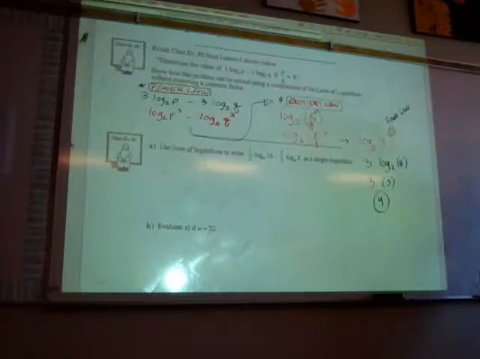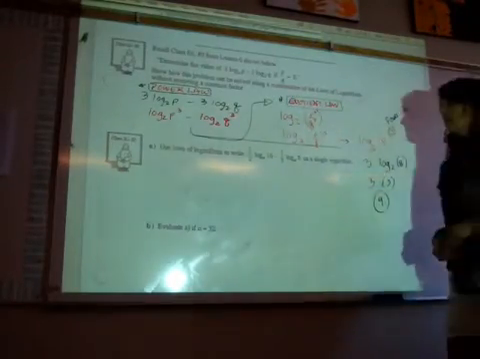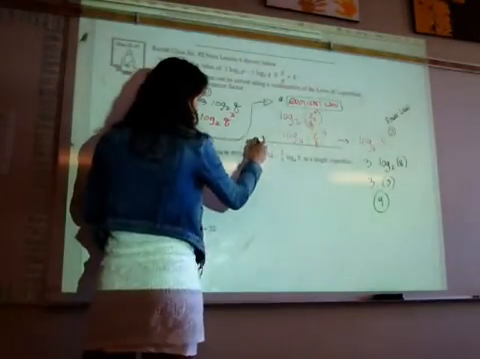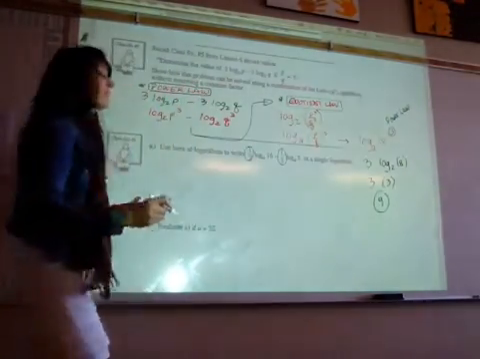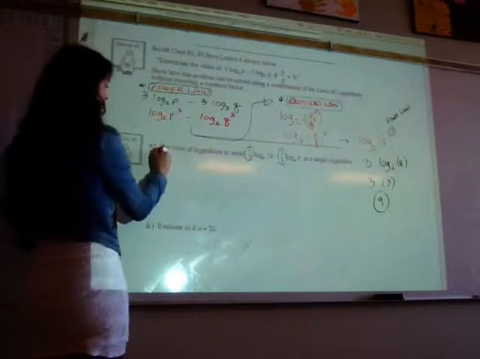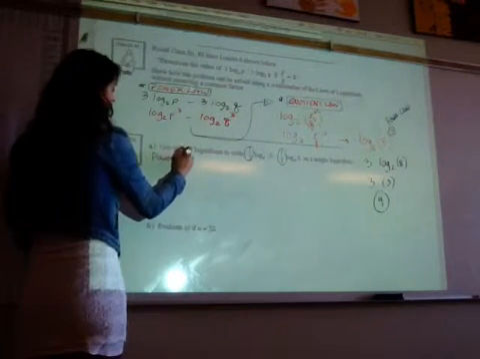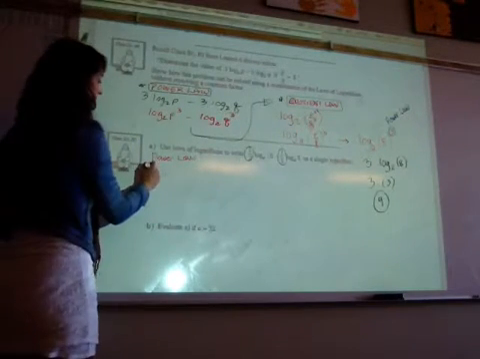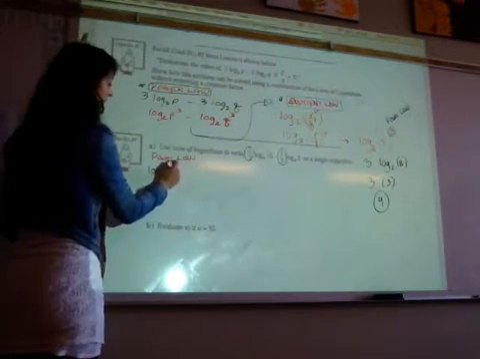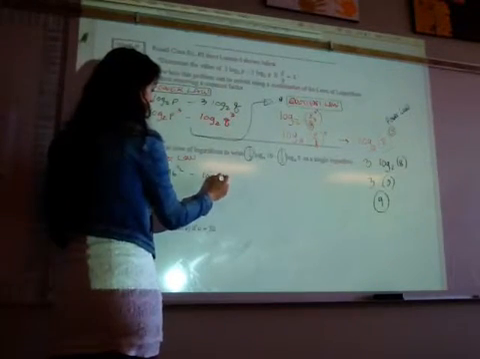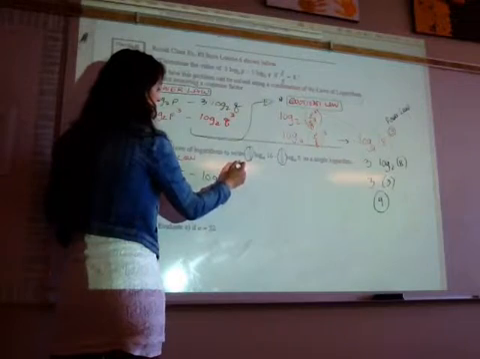Okay, next one we're going to write as a single log. We're looking at the 1 over 2 and the 1 over 3 out front. What should I use first? Power law. Good. Okay, let's write those as exponents. So I get log base a 16 to the power of a half minus log base a 8 to the power of 1/3.